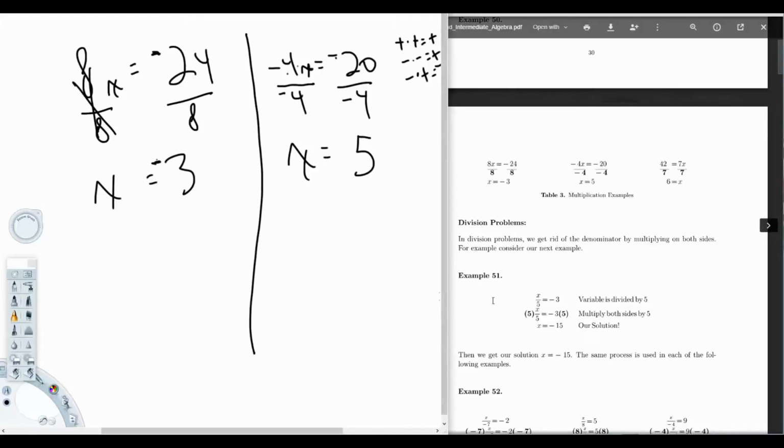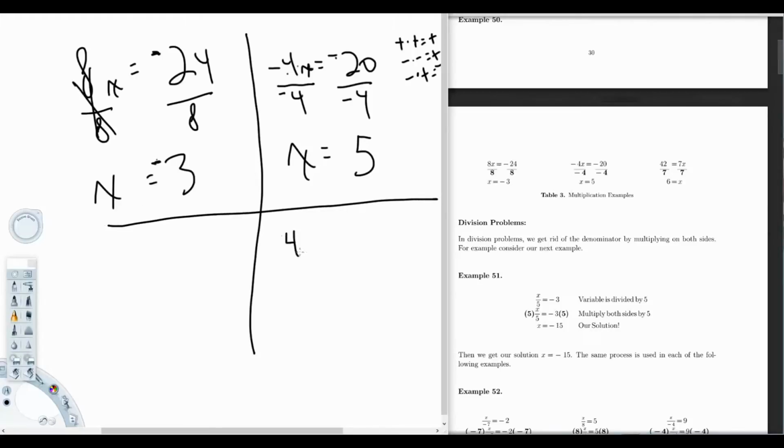All right. So wait a minute. Let's do the next problem. 42 equals 7x. We want that x to be alone. Divide by 7, both sides we divide by 7. That equals x, right? Here, 42 divided by 7 equals 6. And we have our answer.